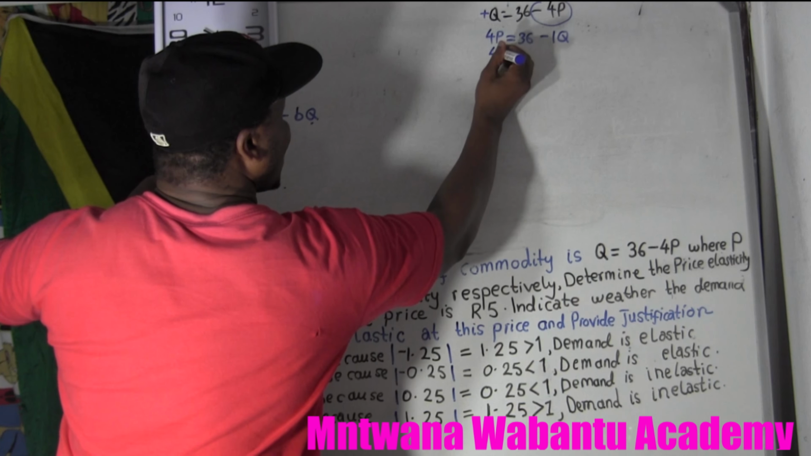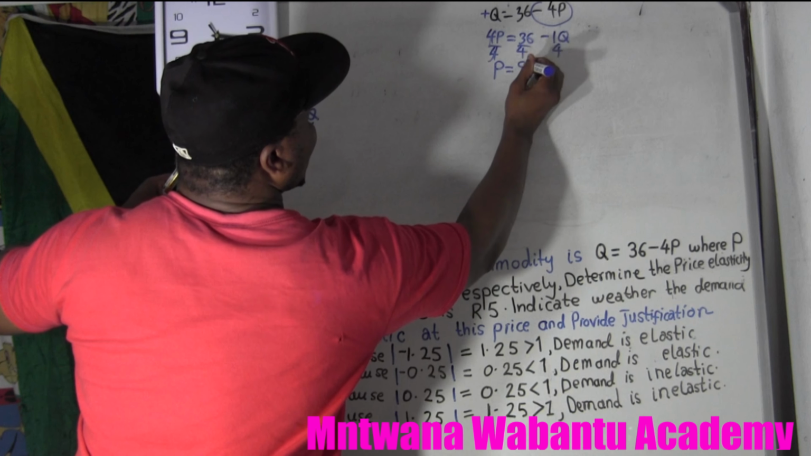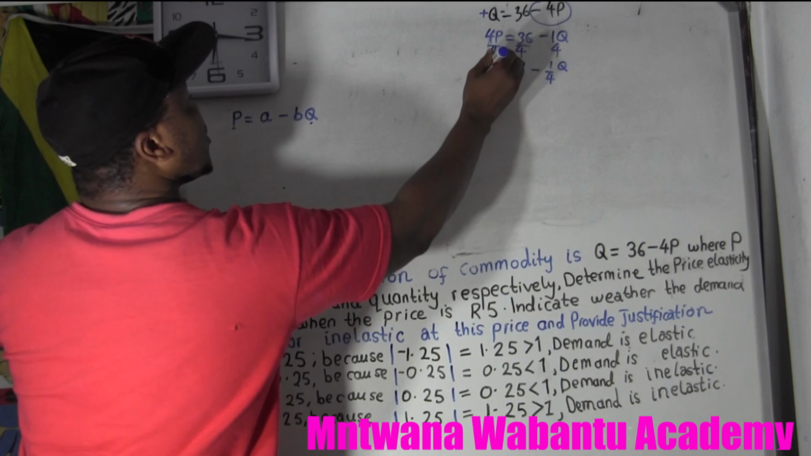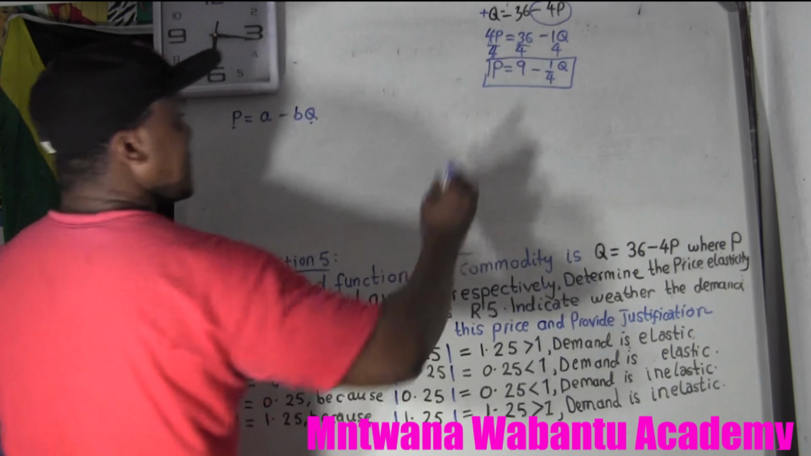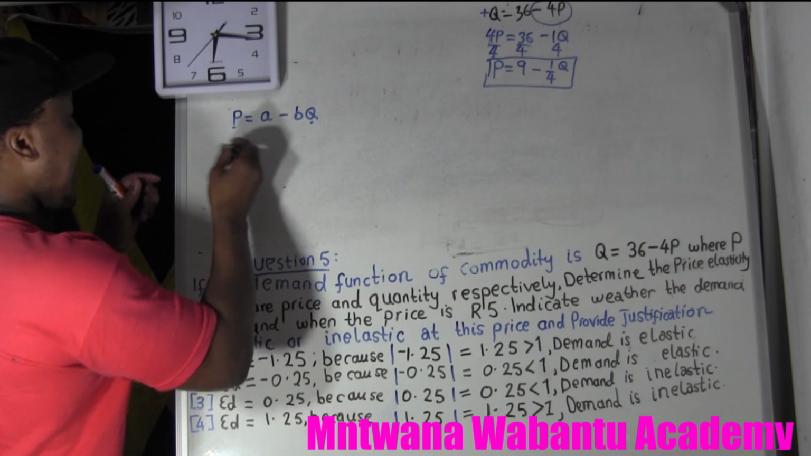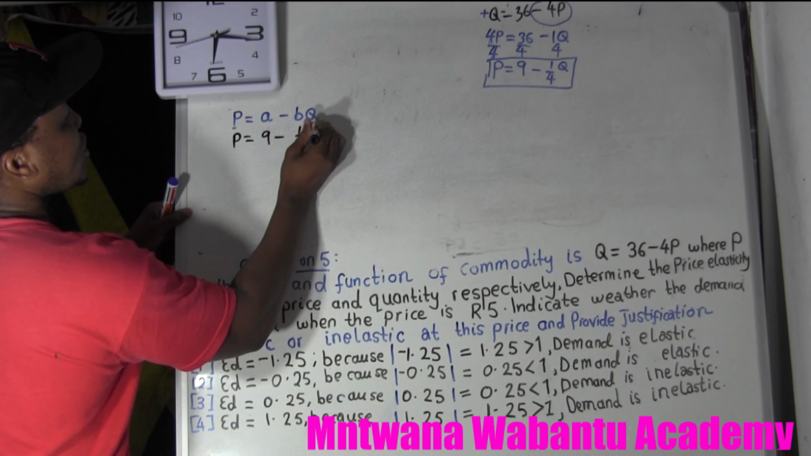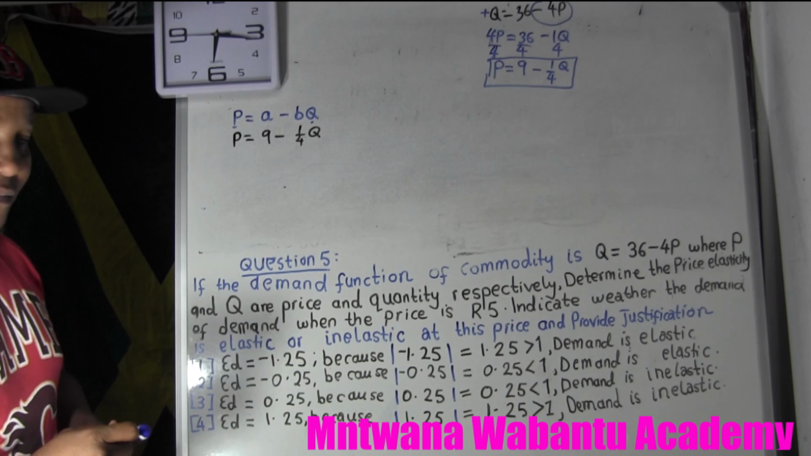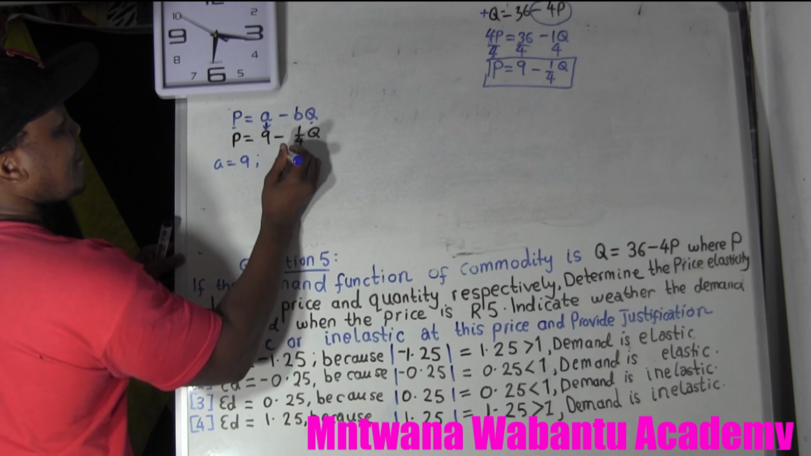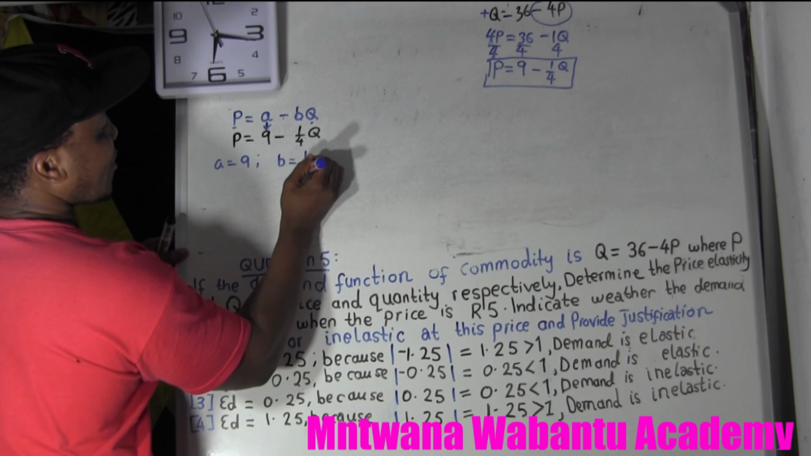So we have to divide by 4 throughout. Each one divided by 4. So this and this cancel, so P equal to 36 divided by 4, which is 9, minus 1 over 4 Q. So this is the standard form of our demand function. I can write down under this: price equal to 9 minus 1 over 4 Q. So I can simply compare these two. My A equal to 9, and my B, look, negative, negative, they cancel, so my B is simply 1 over 4.